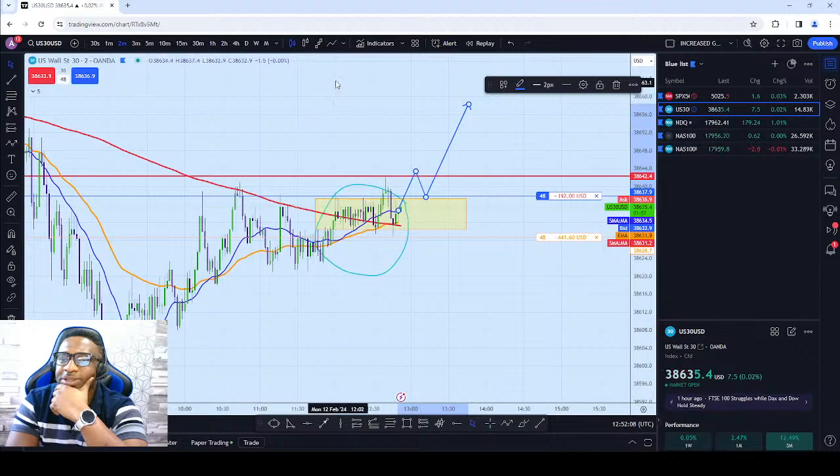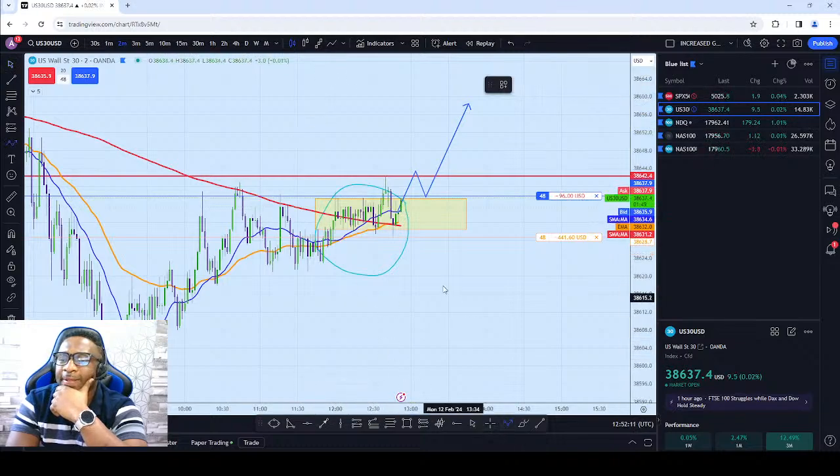The other option is this price could pop below here, come back for a retest of the lows, and then push downwards.